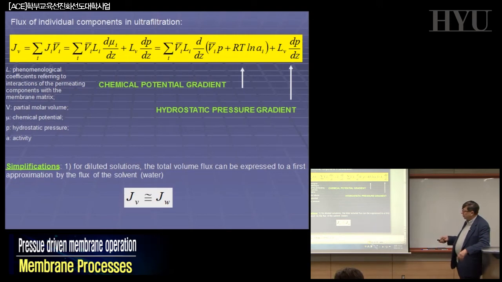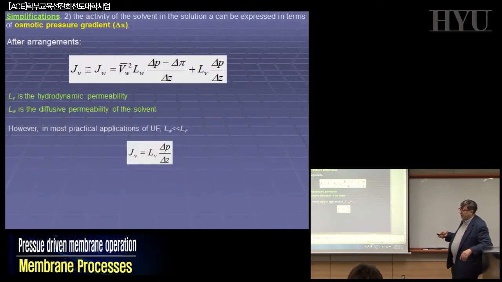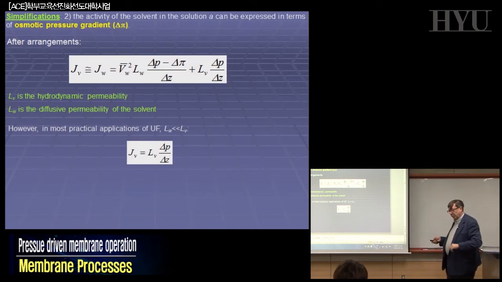We can simplify this equation because normally the water flux across the membranes is equal to the volumetric flux. There is no significant solute flux, so we can assume that the water flux is equal to the volumetric flux. And so we can rearrange our expression a little bit. We can also introduce that the activity of the solvent in solution can be expressed in terms of the osmotic pressure that we know. And so we can just rewrite delta P minus delta pi, which is the effective pressure that is working on the system.